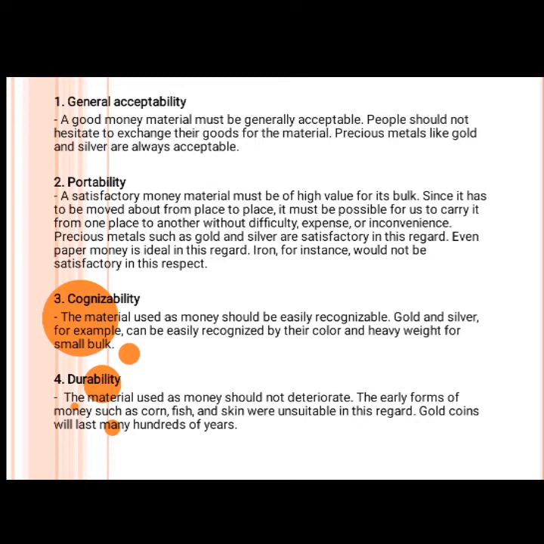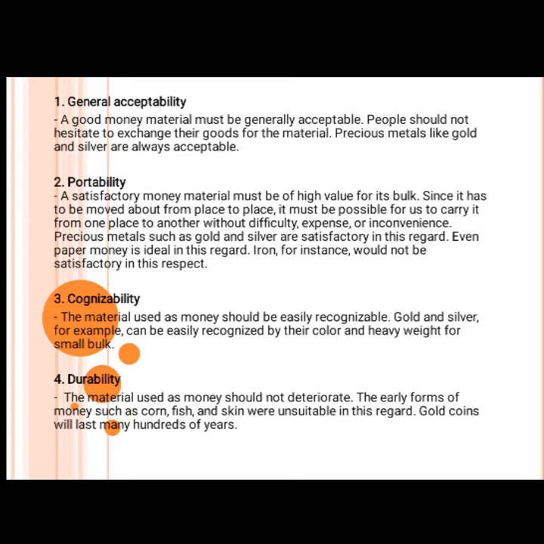Second, portability. A satisfactory money material must be of high value for its bulk. Since it has to be moved about from place to place, it must be possible for us to carry it from one place to another without difficulty, expense, or inconvenience. So precious metals such as gold and silver are satisfactory in this regard. Even paper money is ideal in this regard. Iron, for instance, would not be satisfactory in this respect. So in this attribute, portability means that money should be easy to carry around and use. Another example is paper notes. Paper notes are the most convenient to carry around.